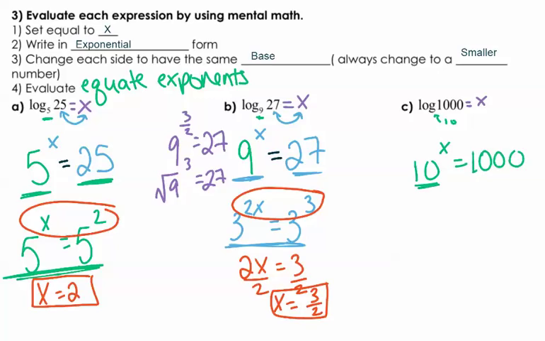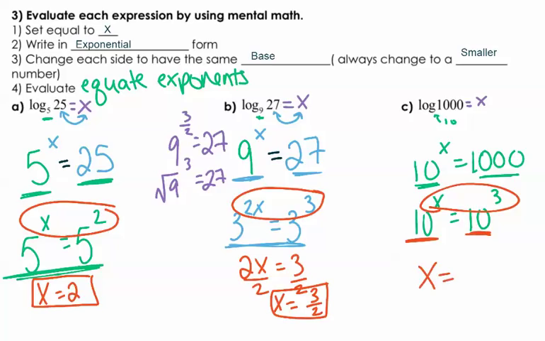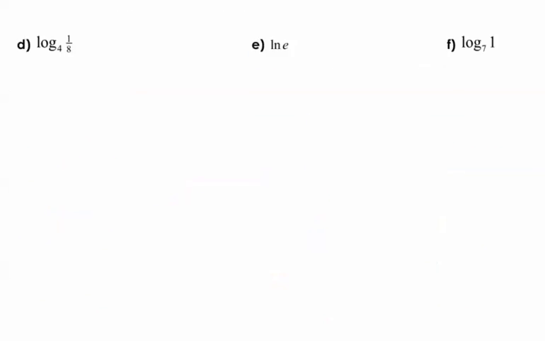So I'm going to try to change 10 and 1,000 to have matching bases. So my 10 is going to be to the x power, and 1,000 is going to become 10 to the third power. Then I can go ahead and set my exponents equal to each other because I have the same base. That's your go ahead to do that. So we'll see x equals 3, and we're done. And by done, I meant with that problem.